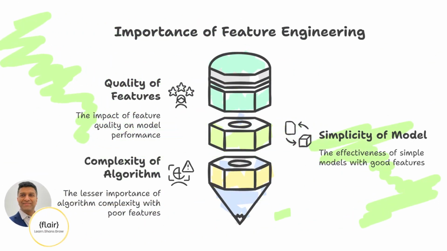Here's the kicker: the quality of your features is often more important than the complexity of your algorithm. Even a simple model can outperform a complex one if it's fed good features. So, creating solid features is where you should focus. It's more impactful than just fine tuning hyperparameters or trying fancy algorithms.